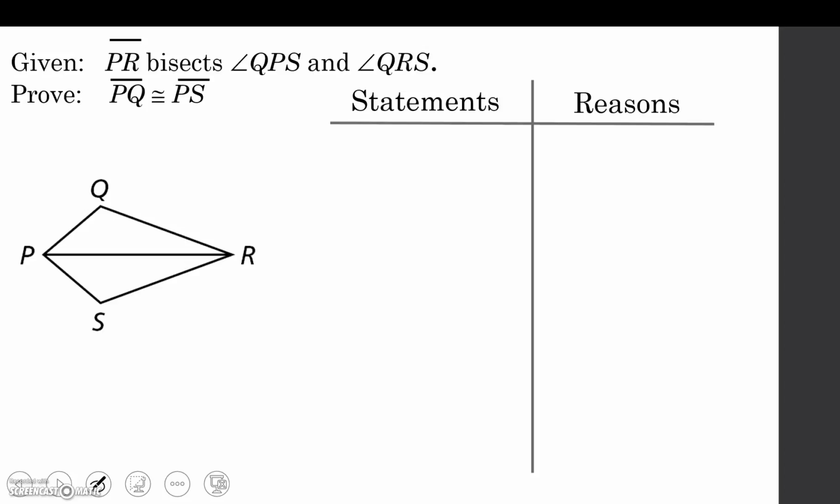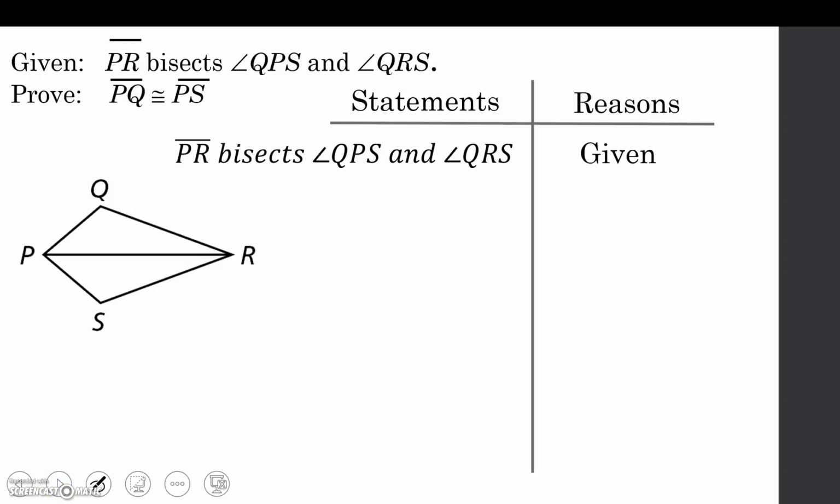Okay, so this one is very similar to the one that we just did. I'm telling you that PR bisects the angle QPS and angle QRS. So it's very similar to the last one. The difference is instead of being a segment bisector, it's an angle bisector. But let's go ahead and start by writing down what we know, which is that these two things are being bisected, so that's a given.